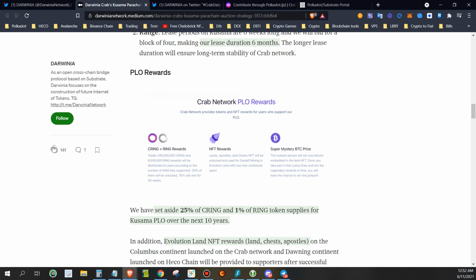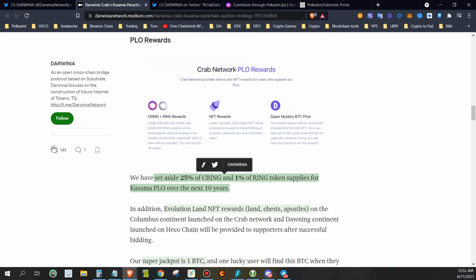And then there's a super mystery BTC prize. The luckiest person will win 1 Bitcoin embedded in the land NFT. Once you take part in the lucky draw and win the legendary rewards in time, you'll have a chance to win the jackpot. We have set aside 25% of C-Ring and 1% of the Ring token supplies for PLO over the next 10 years. So Darwinia has been built and worked on for the last 3 years.